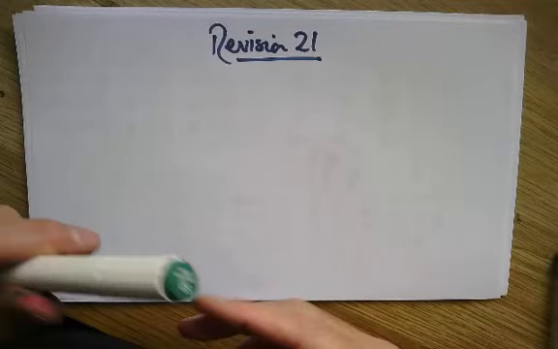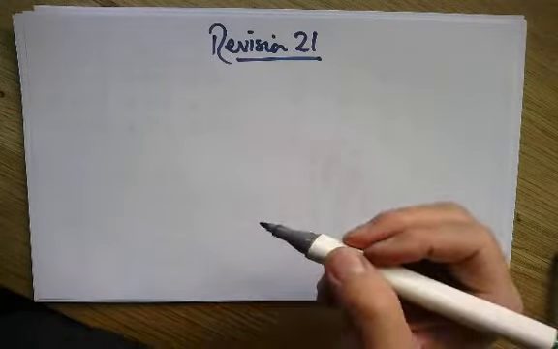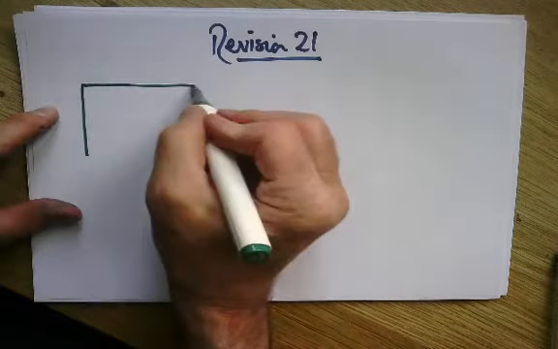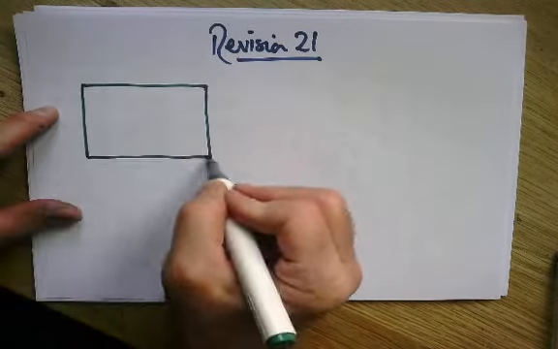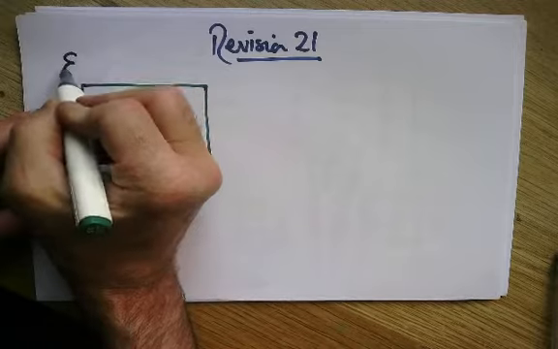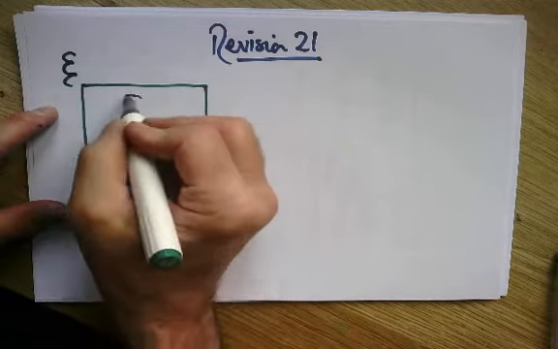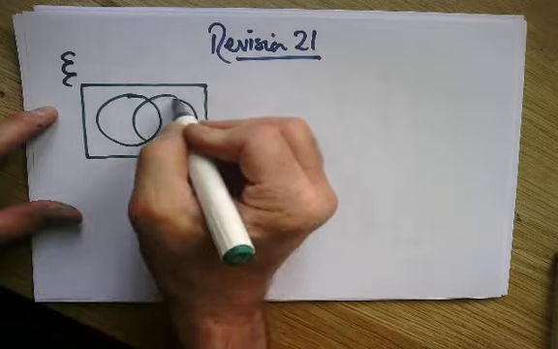So we're getting to revision 21, and this is sets and Venn diagrams. Okay, so it's the language you have to learn here. This little symbol here means a universal set. It means nothing else can be in there. That's everything, the whole group.